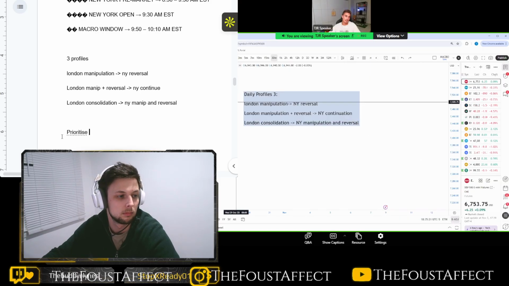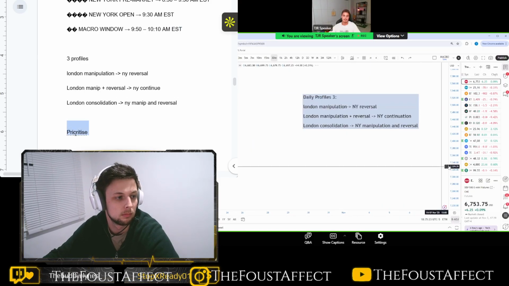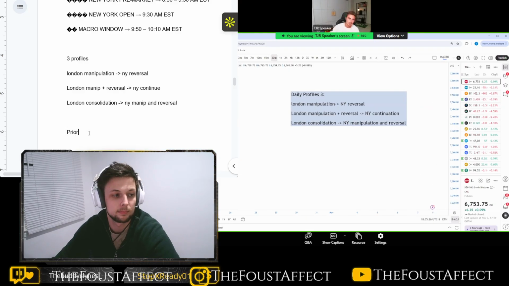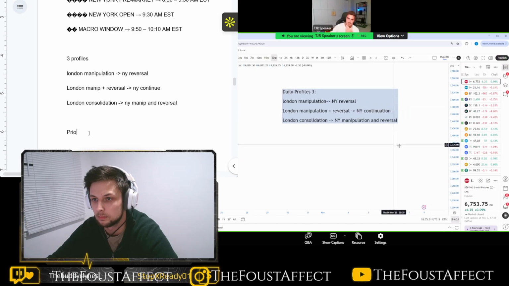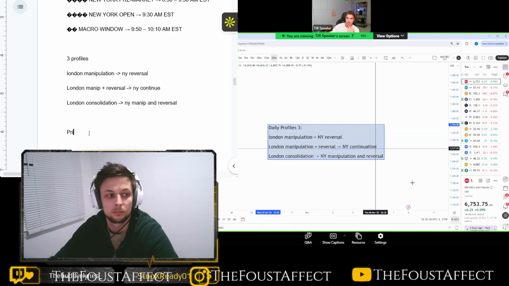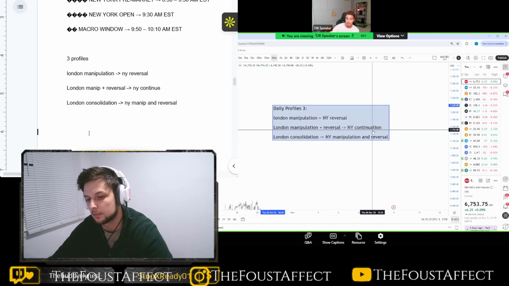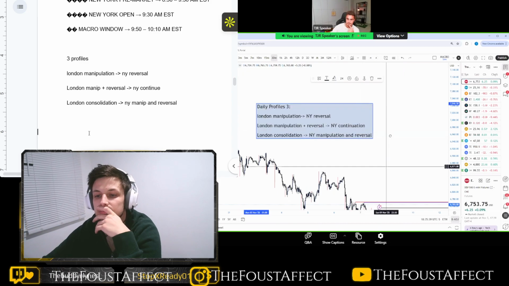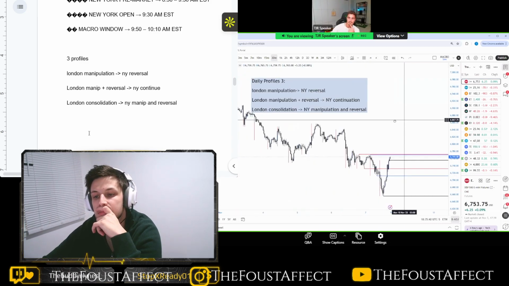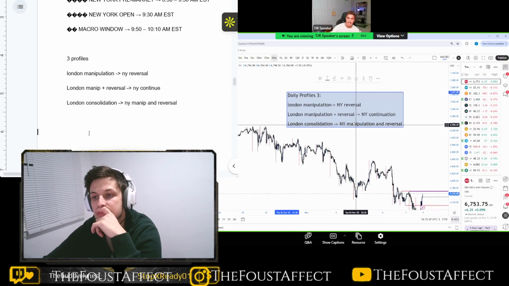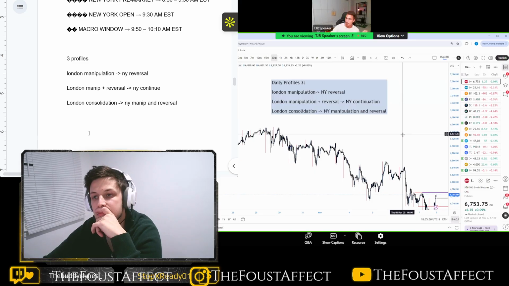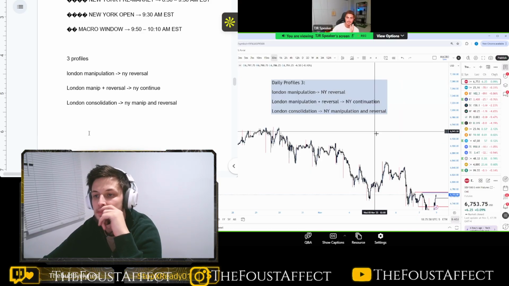And make sure that that is in line with the daily bias that we have going into the day. So what I'm going to do right now is I'm going to just show you guys examples of these profiles playing out without showing you guys how to enter. And then once we can just show and prove that these profiles work, we can then get into our entry strategy and putting everything together.